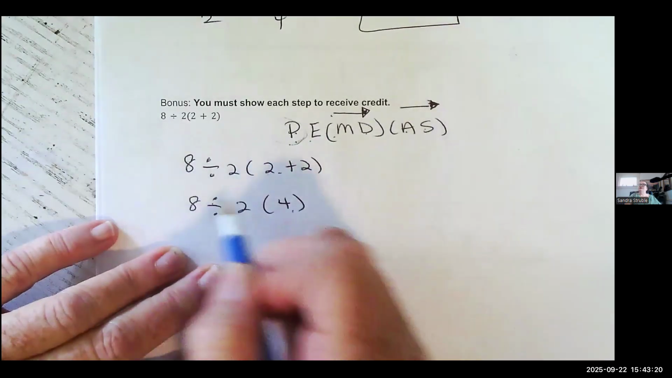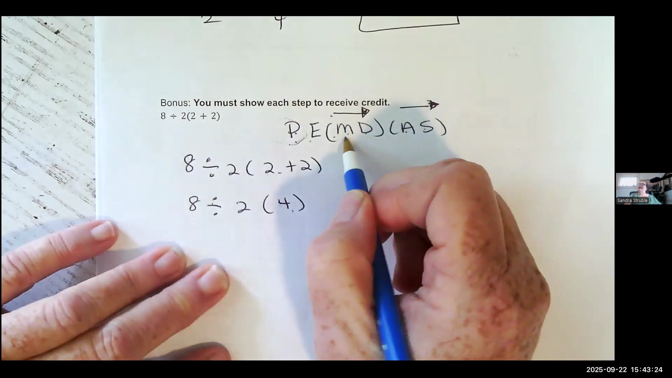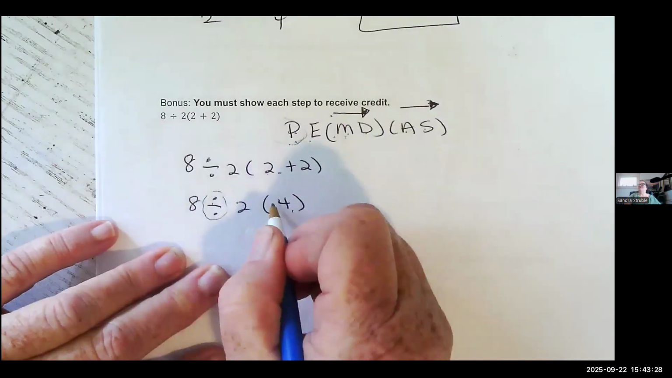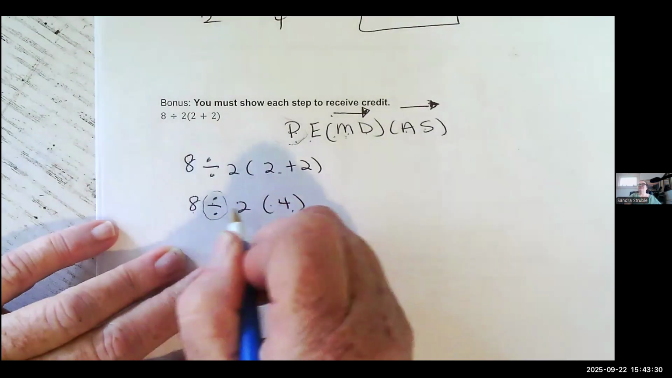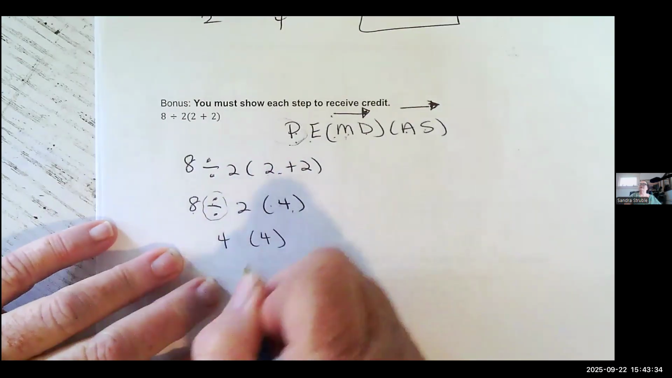Now we have division and multiplication. I don't care that M's written first. I care who comes first from left to right. And division happens before multiplication. 8 divided by 2 is 4. Bring down my 4. And then 4 times 4 is 16.